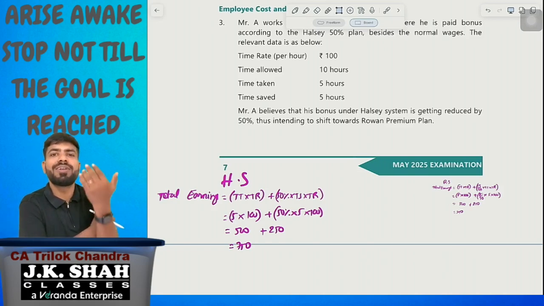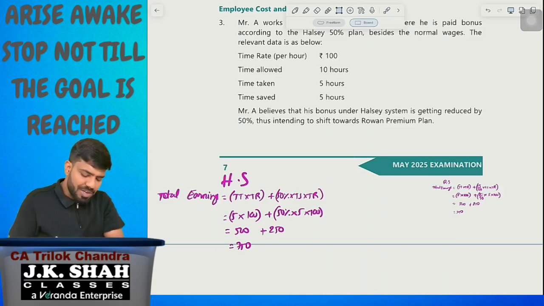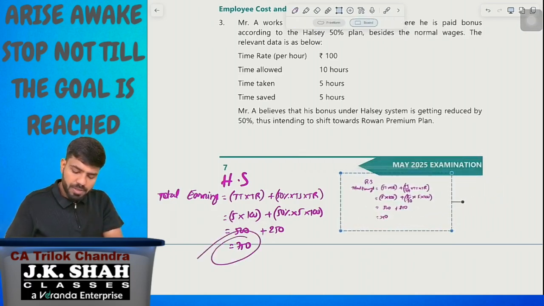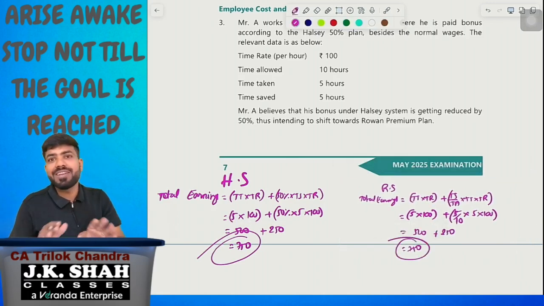Bonus according to Rowan is time saved to time allowed, into time taken, into time rate. So if you substitute the values, you will be getting 750. Let us take the Rowan scheme. Here also we are getting 750. So both the earnings are the same.